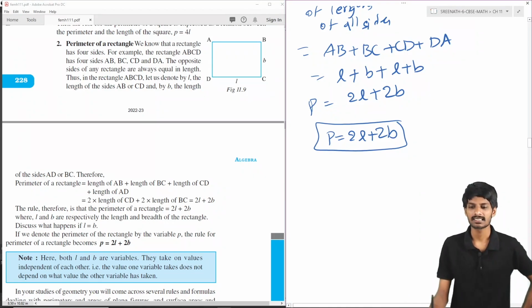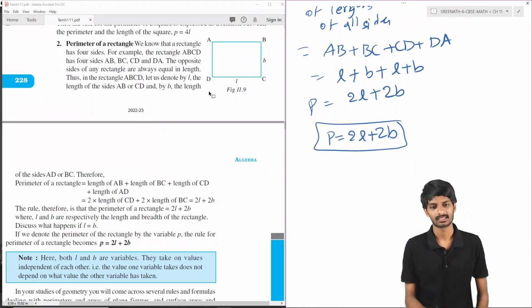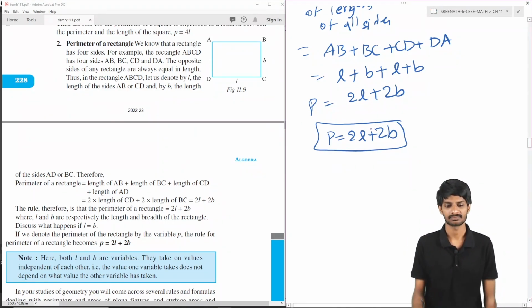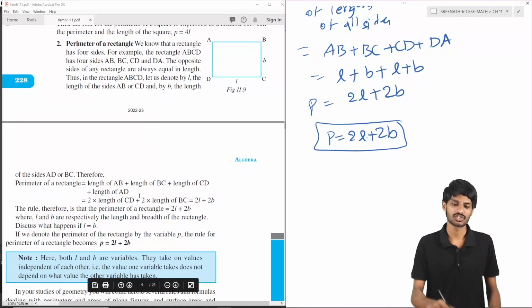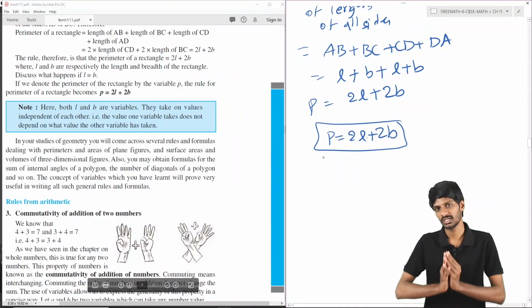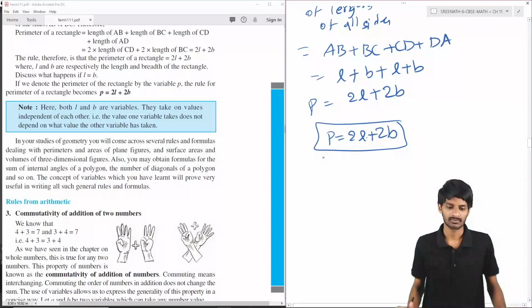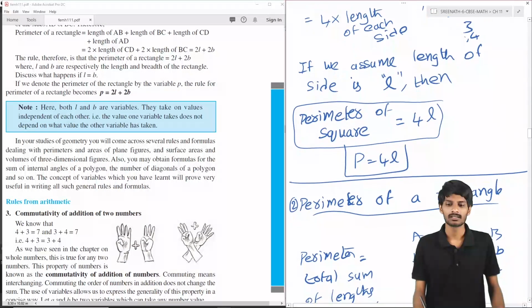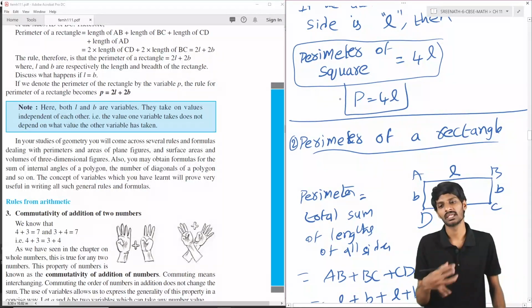Okay, so what is L here? L is the length and B is the breadth. That is the case, students. L and B are variables, their values may change. So because using this, you can find the perimeter of any rectangle. Using this, we can say the perimeter of a square for any square.